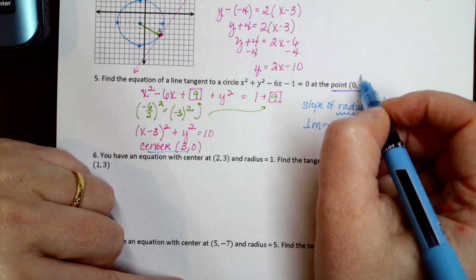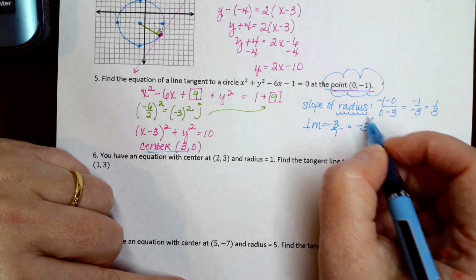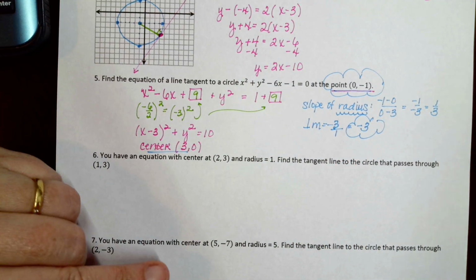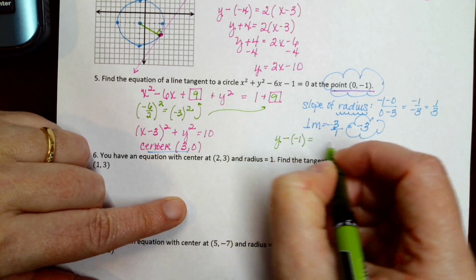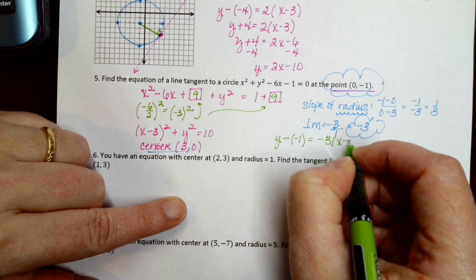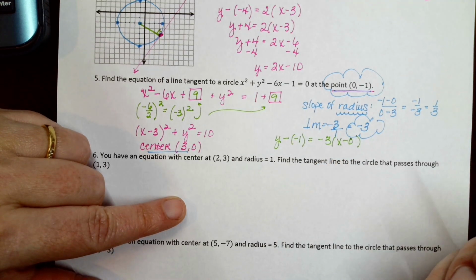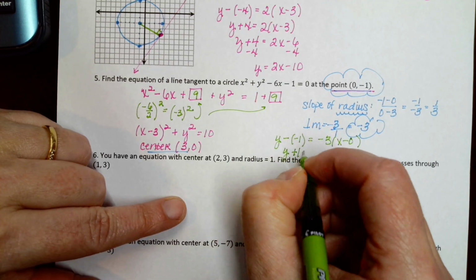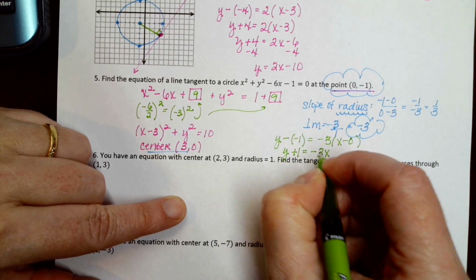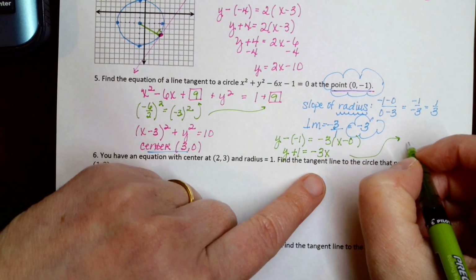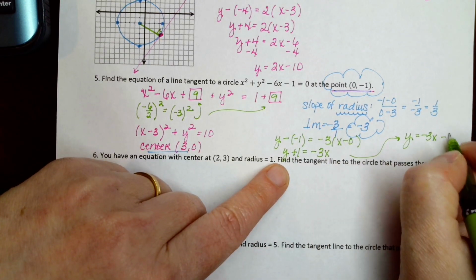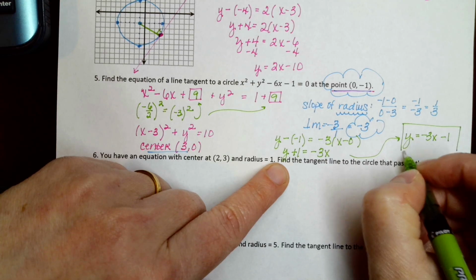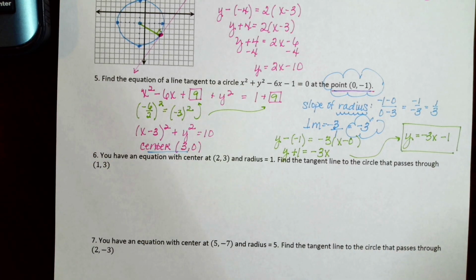Now I've got a point, that's my point of tangency, and that's going to be my slope. So when we plug it in, I would have y minus the y value equal to my slope times x minus the x value. So y plus 1 is going to be equal to negative 3x. And then if we move that 1 over, sorry, I'm running out of room, y is going to be equal to negative 3x, and I would subtract the 1 on both sides. And there's my equation for the tangent line. That's what I want.